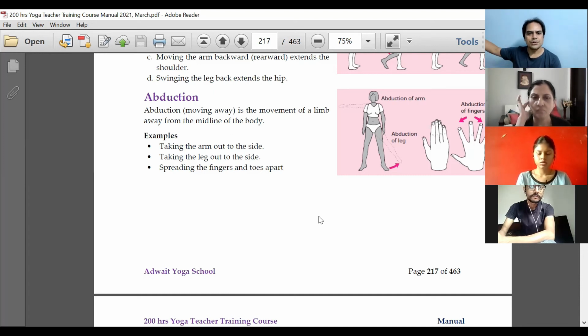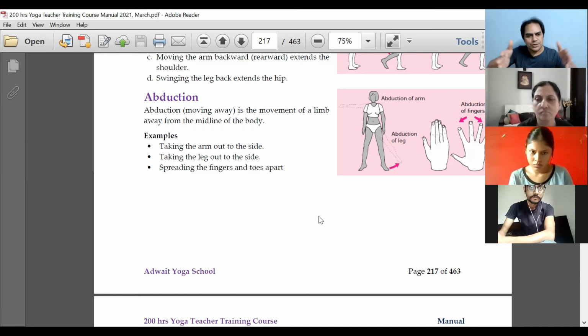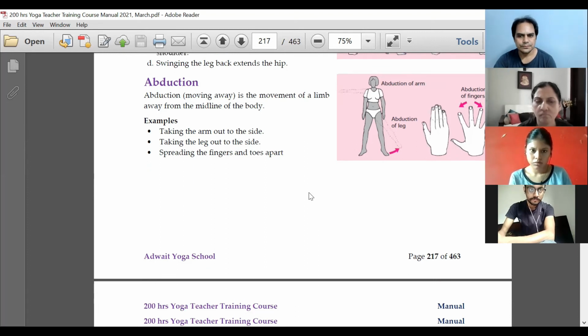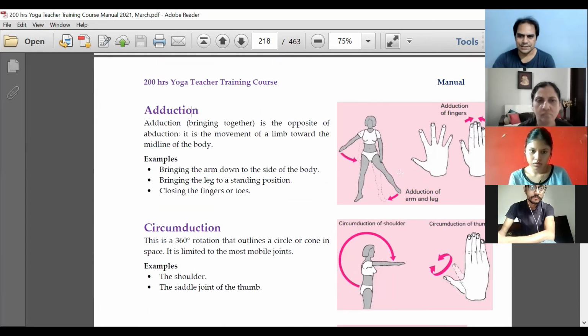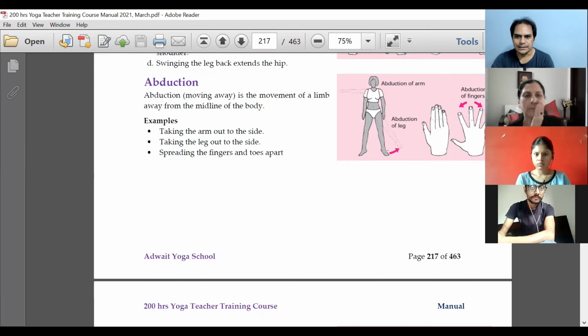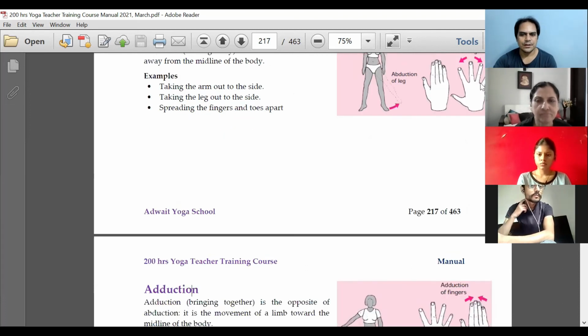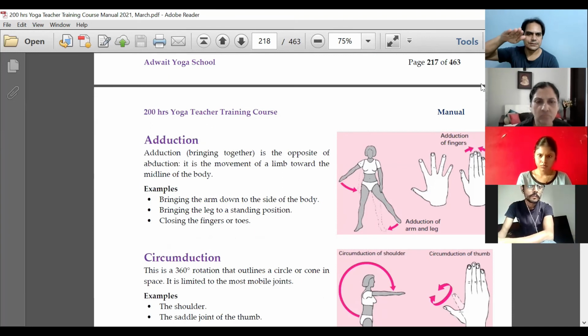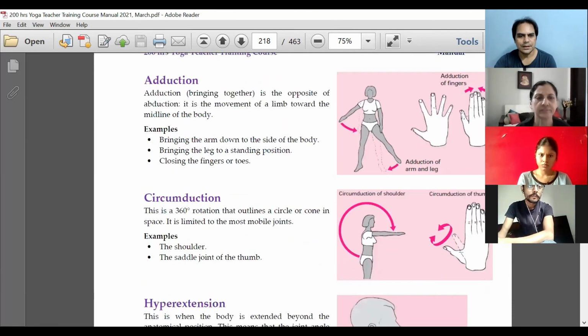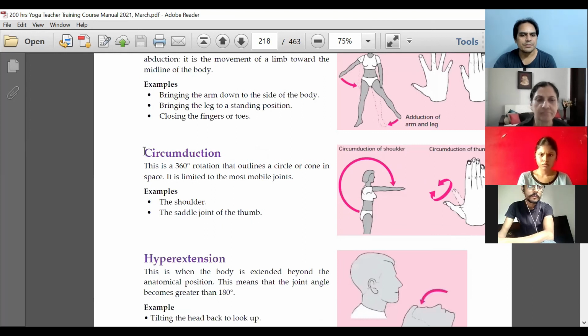Or when you take your arm out, that is also abduction, and when you add to the body, that is called adduction. When you go opposite, that is called abduction. Like this, in legs and in fingers. When you take your fingers apart, that is abduction. And when you bring them closer, this is adduction. Clear?